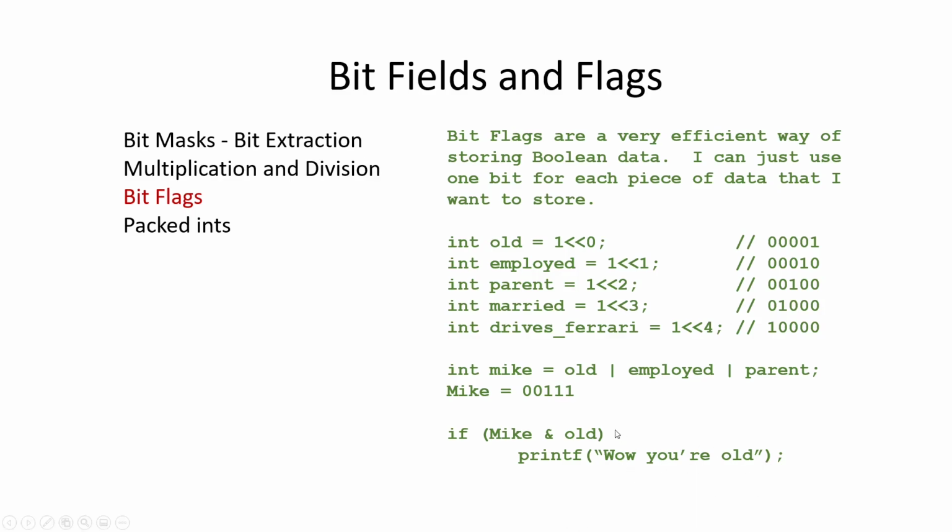That will be true. If I use the drives Ferrari, I'm going to be ANDing with the 10000. So the 1 here is going to extract that 0, and I get 0. And the rest of the zeros mask out all of those. So in the end, that will result in a complete 0 for whatever is in my conditional when I use the bitwise AND, and that'll be false.